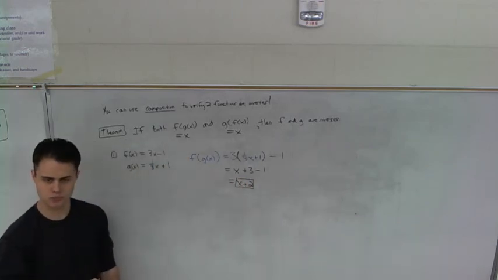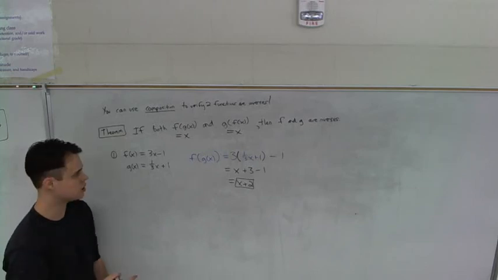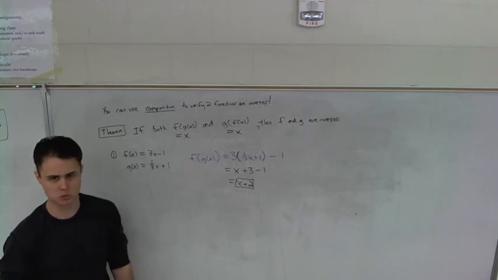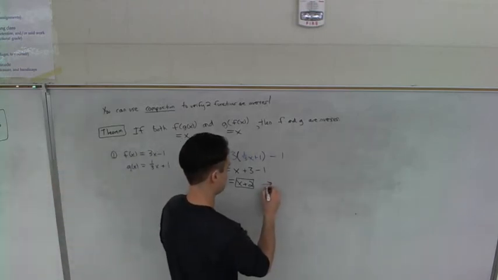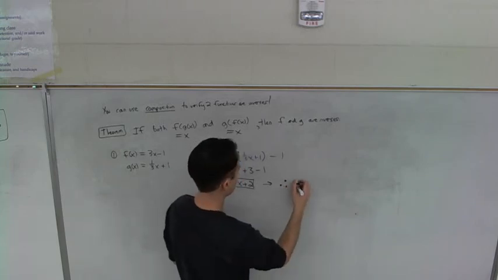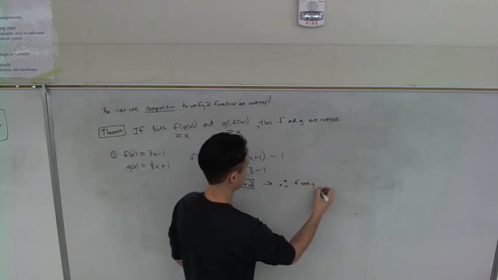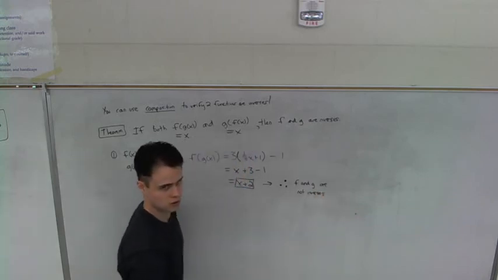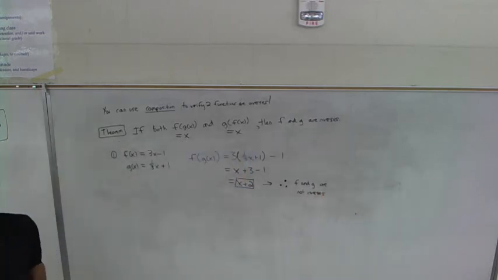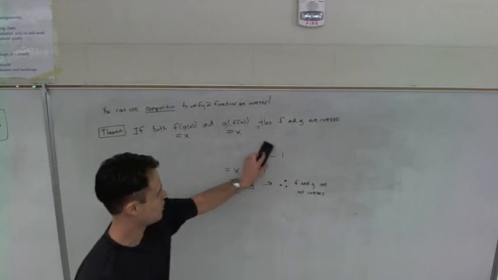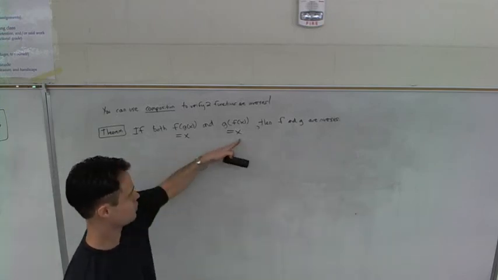Are they inverses? No. Do I even need to check g of f? No, because one of them already failed. So, not inverses. Therefore, these triple dots mean therefore. Therefore, f and g are not inverses. Wait, so if they were inverses, what would the answer be? They have to be x. They both have to be x.